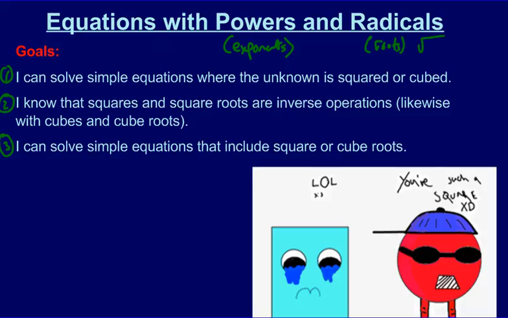If you take the square root, that's the inverse of a power of 2. The inverse of power of 3 would be the cube root. All right? So I hope you learned something here about equations that have powers and radicals.